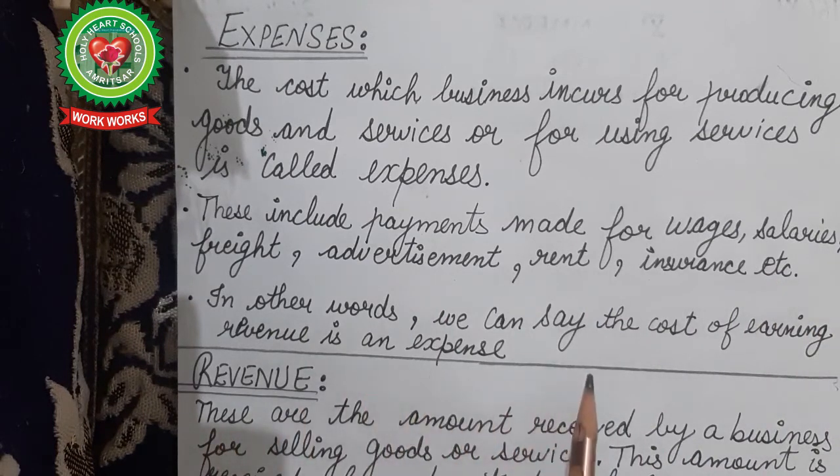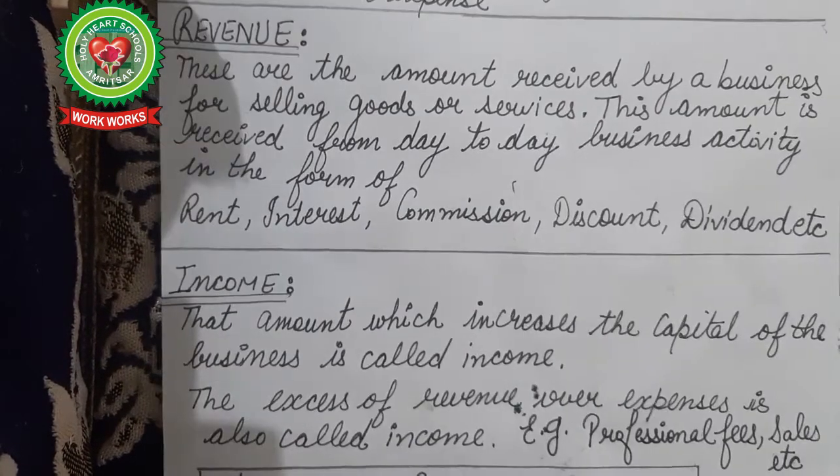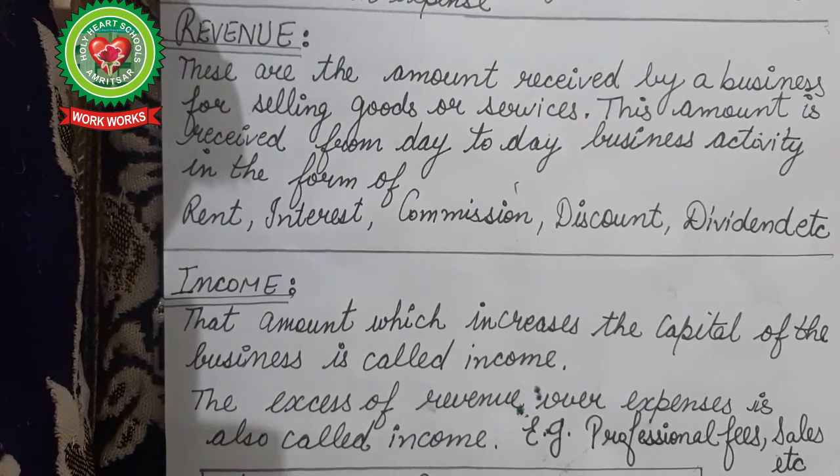In other words, we can say expense is a cost of earning revenue. Now I am advertising my product, I am incurring an expense, but that expense will help me yield a revenue also, that is income. So our next term is revenue. Amount received by a business for selling goods or services is known as revenue. Revenue means your income. Revenue means the gains.